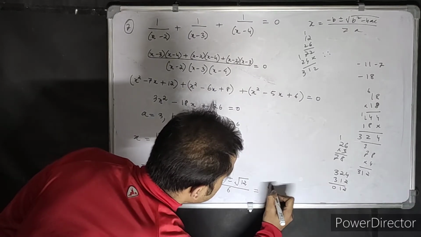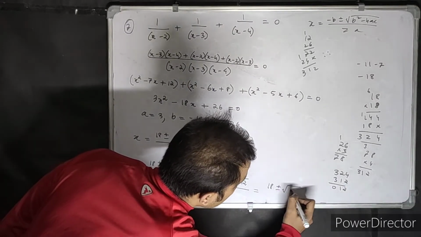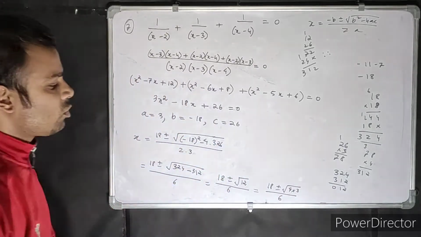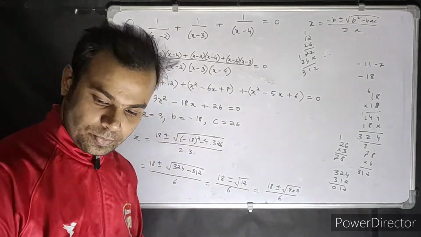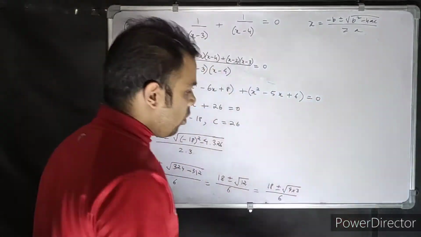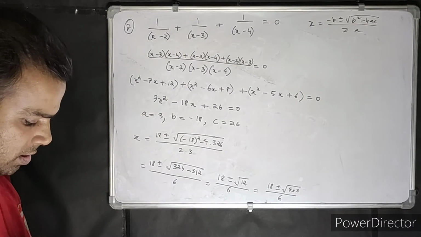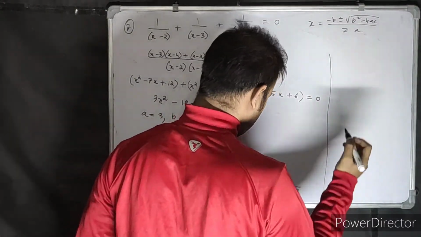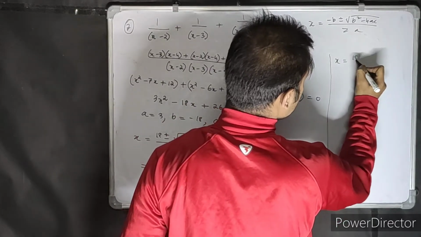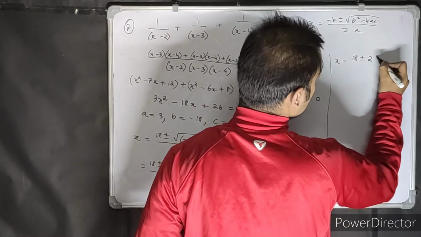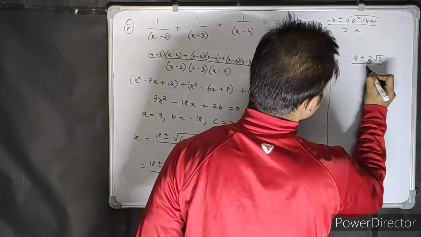Now this is 4 3s are 12. Okay. So that is 18 plus minus root over 4 into 3, whole thing divided by 6. So 4 comes out of the root side. Correct? So this 4 is coming out of the root, and what is happening? Simple. Then we are getting two answers. So now x is equal to 18 plus minus, 4 comes out as a 2 from the root, 2 root 3 divided by 6.